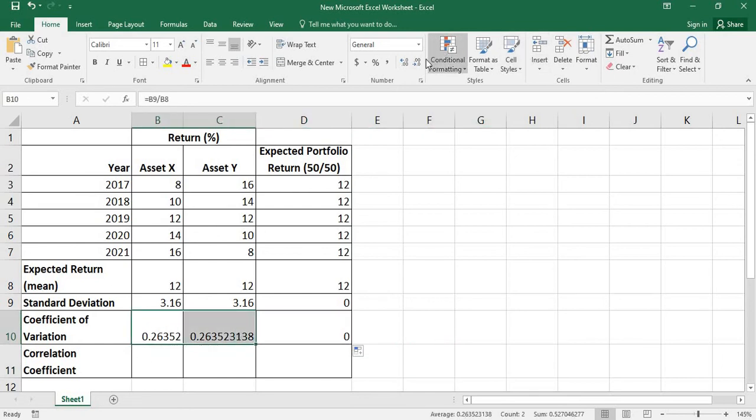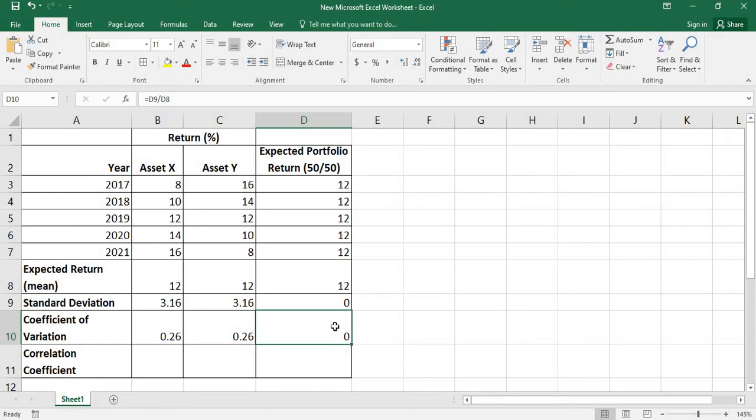We keep up to 2 decimal points. So if you press on this decrease decimal, it will decrease the decimal point. If you select here, it will increase the decimal point. So we'll keep up to 2 decimal points. So coefficient of variation of asset X is 0.26. It is the same for asset Y, and for portfolio this is 0.